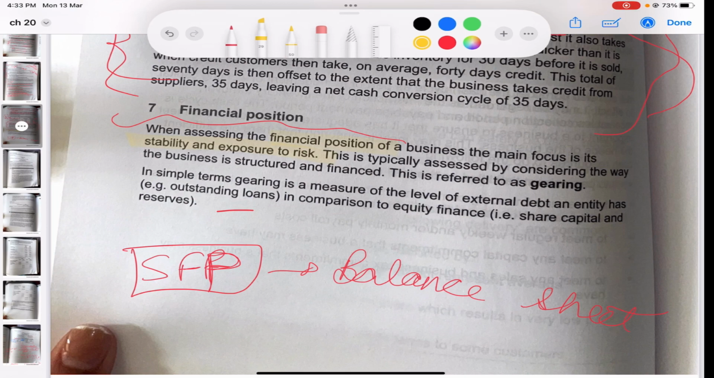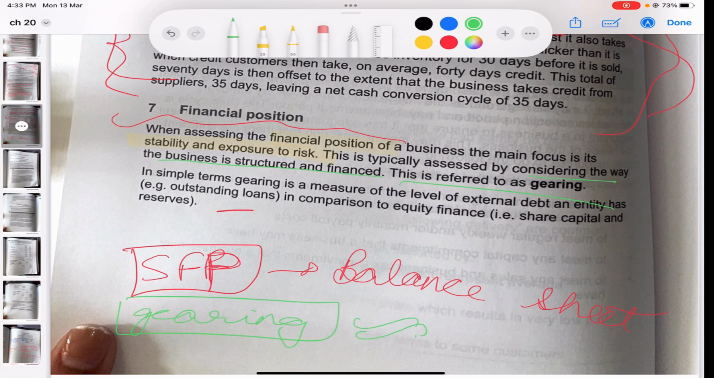This is typically assessed by considering the way the business is structured and financed. This is referred to as gearing. So what is gearing? Gearing means we basically assess a particular business based on its financial position, how stable and how much exposure it has. So how is the business structured and how is it financed? Using that, you analyze the financial position of a business. This process is known as gearing.